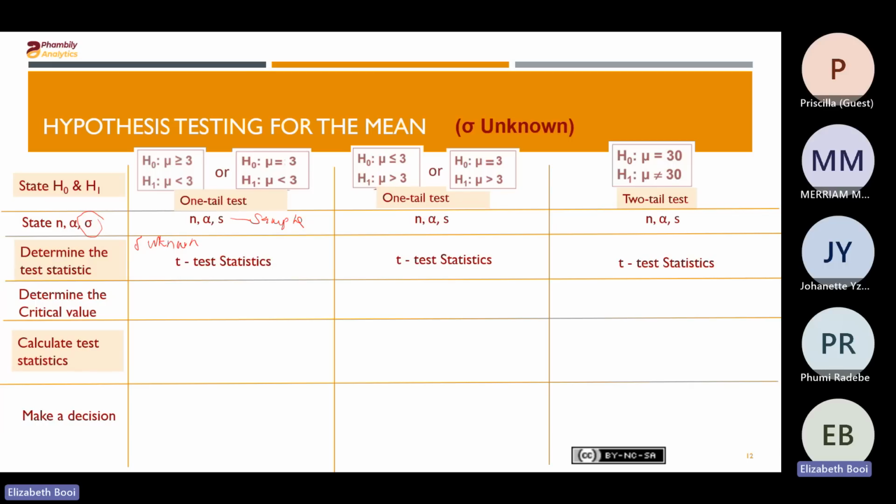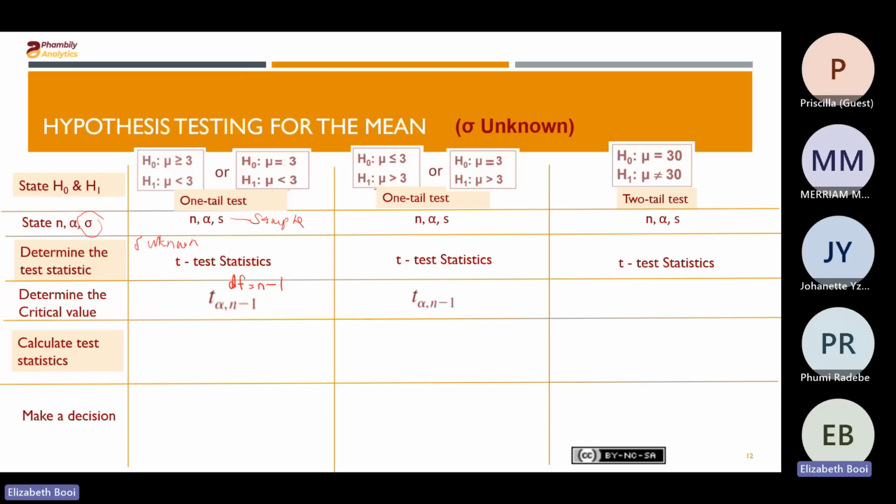t-test statistic. We introduced a t-table when we did the confidence intervals, right? So we used the test statistic. Finding the critical value, we are going to find it on the critical values of t table, but we use the probability, which is the alpha value or the level of significance, and the degrees of freedom. And our degrees of freedom is n minus 1, which is the sample size minus 1.